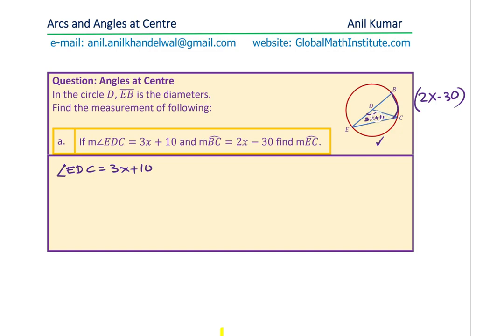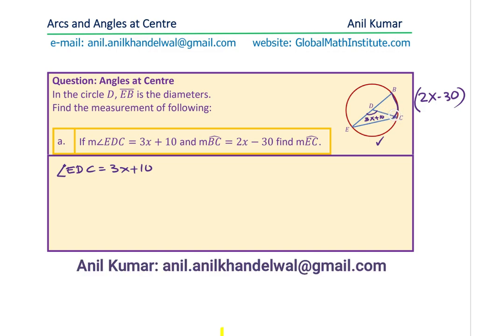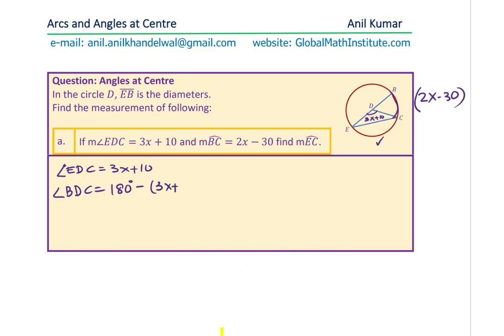If I know that the measurement of angle EDC is 3x plus 10, in that case, what should be the measurement of angle BDC? Well, that means that the angle BDC should be equal to 180 degrees minus (3x plus 10), correct?